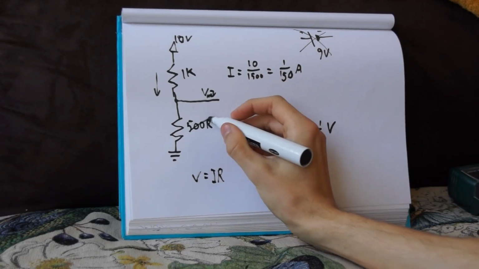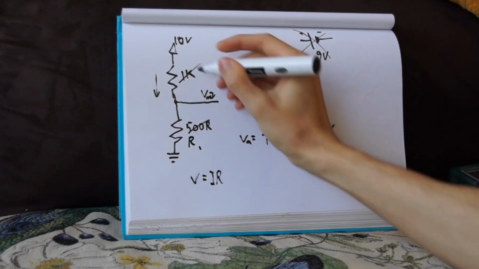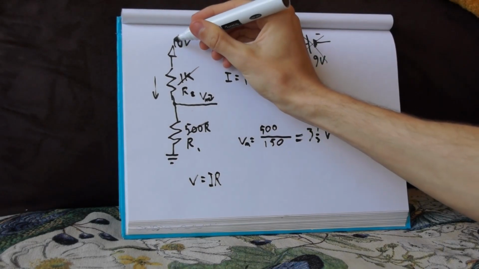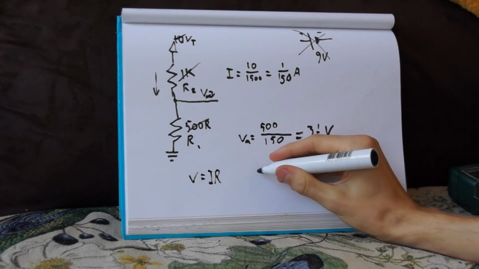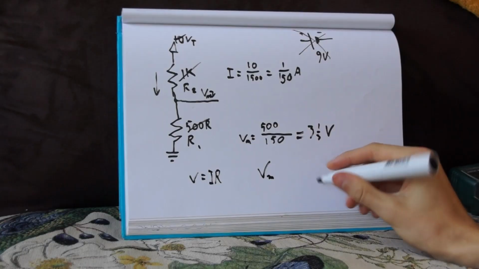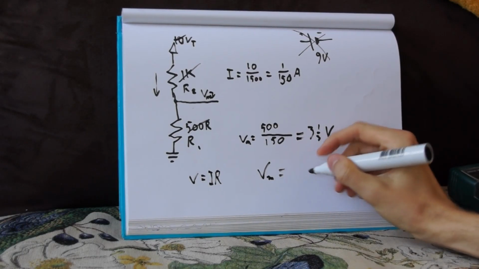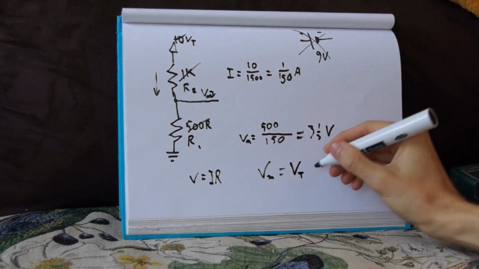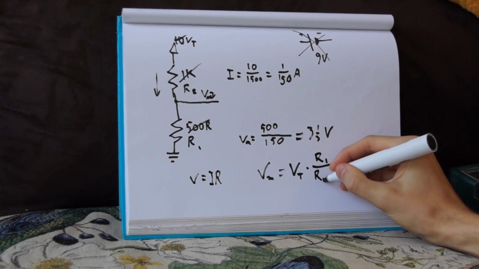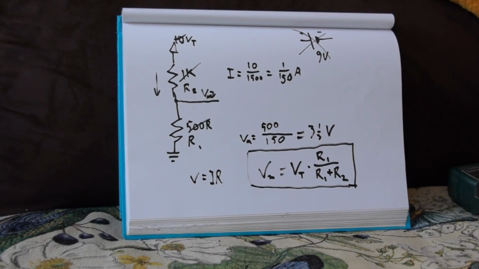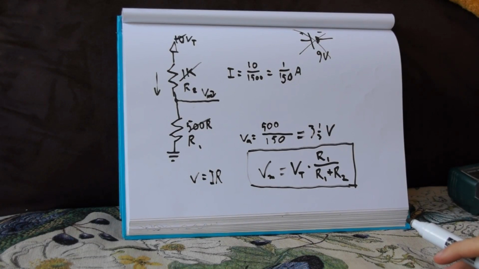If we replace these resistors by R1 and R2, and we replace this voltage by Vt for total voltage, we can calculate in the general case that our voltage in the middle is equal to the total voltage multiplied by R1 divided by the total resistance. This is called a voltage divider, and it will be crucial to understanding the amplification circuit we talk about in this video.